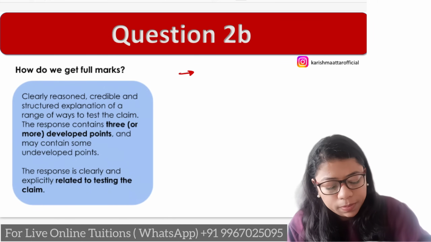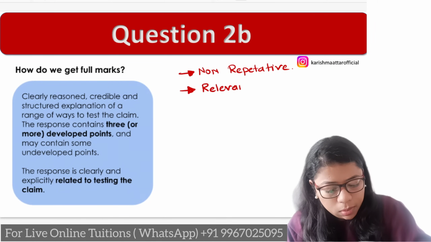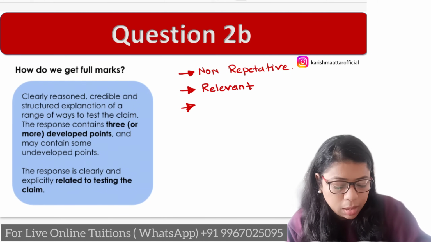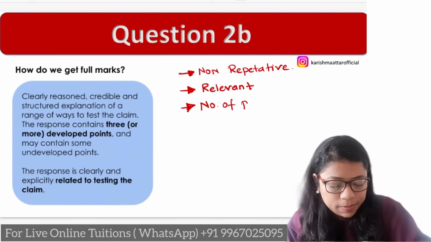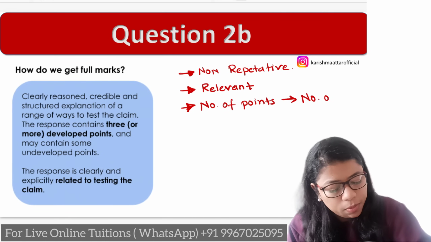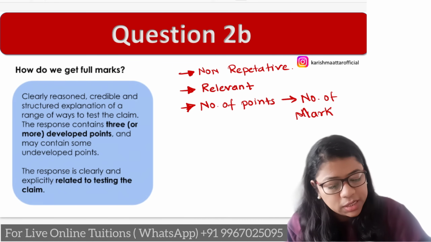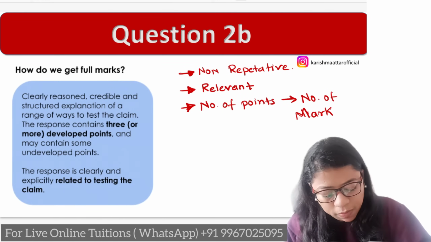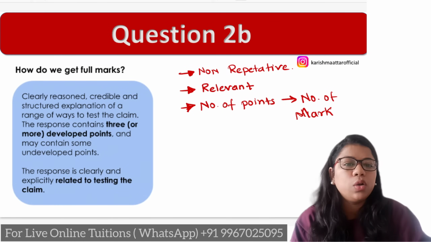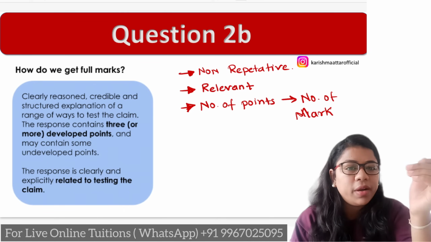You have to talk about non-repetitive, relevant points, and try to fix on the number of points, as many as you can, equal to the number of marks. Okay? You might not get 8 points, that's okay, but stick to this. It's always better to write a little more than to end up writing a little less, but don't just blabber things in your paper. Write logical, relevant and non-repetitive.